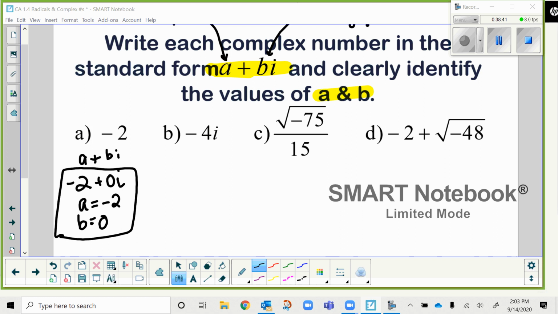So if this is the general form, a plus bi, and this has the i already in it, that means the b part is -4, and the a is 0. There is no real part to that number. So 0 is a placeholder. And so then to identify what a and b are, a is 0 and b is -4.